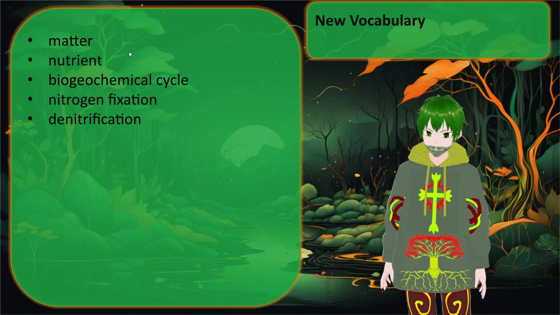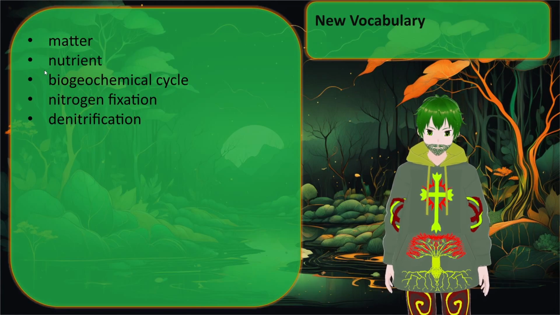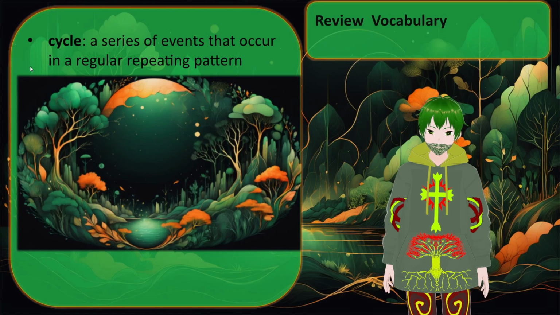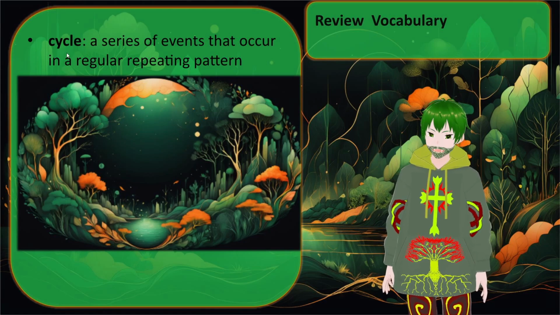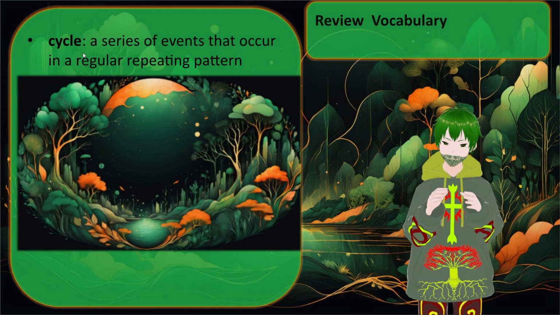The vocabulary for today, this is actually a review vocabulary, is matter, nutrient, biogeochemical cycle. It's a pretty complicated one there. Nitrogen fixation and denitrification. So a cycle is hopefully a review vocabulary for you.